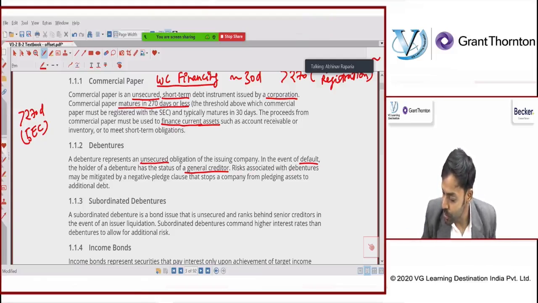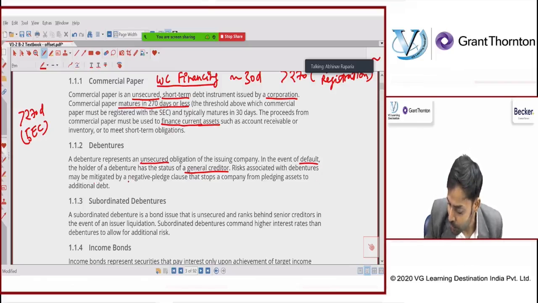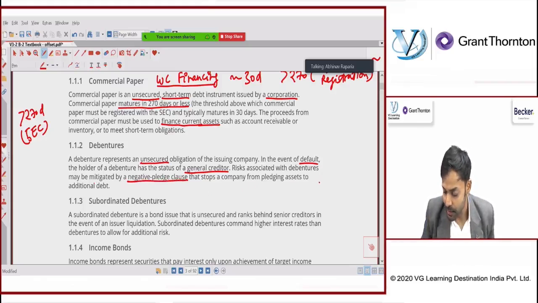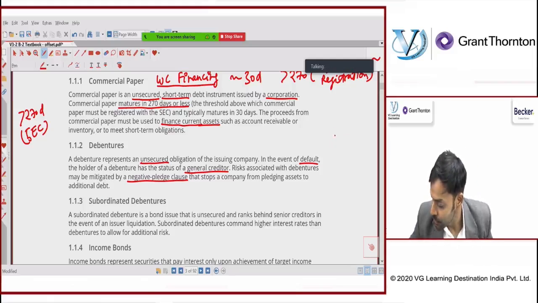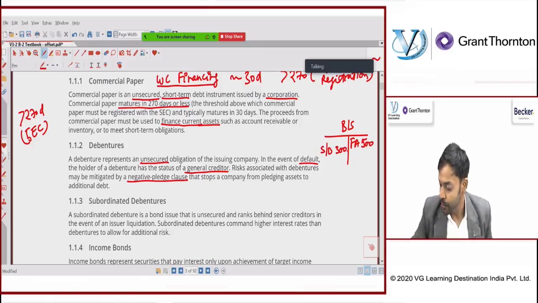However, the risk associated with the debentures may be mitigated. You can mitigate the risk. How would you do that? By a negative pledge clause, right? That stops a company from pledging the assets to additional debt. What is a negative pledge clause? For example, I think we have space, we can do that here. For example, we have fixed assets of say $500 million, right? And you have secured debtors of say approximately $300 million, right? So now you are issuing debentures here, say of 100.